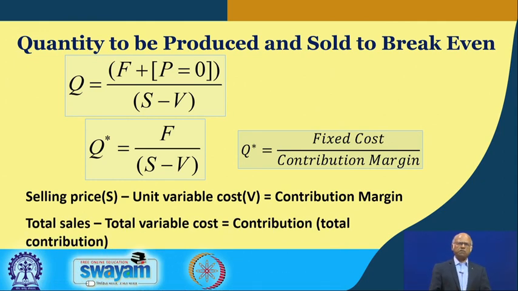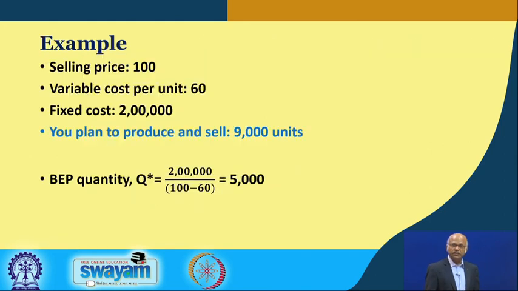Total sales minus total variable cost is the total contribution, that means contribution. So, there are two different terms, one is contribution margin, another is contribution. When you say contribution, it is the total sales minus total variable cost. When you say contribution margin, we say that it is unit selling price minus unit variable cost.